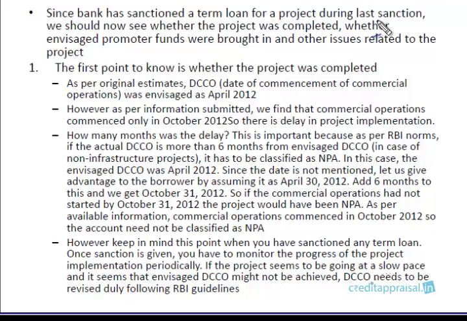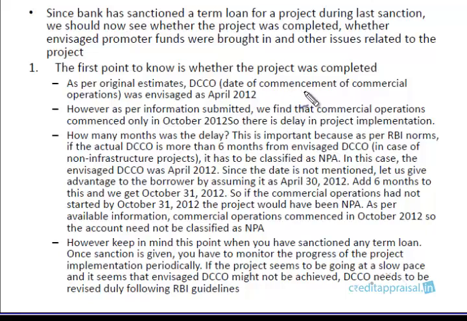So let us focus on the term loan portion. Then we can go to the present request based on these aspects, whether we can really enhance the limit or renew the limit. That's a different issue. But first of all, let us focus on what happened to this project, what happened to the 5 crores which we gave as term loan. First, let us see whether this project was completed or not.